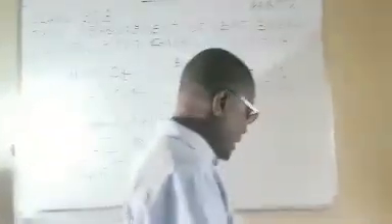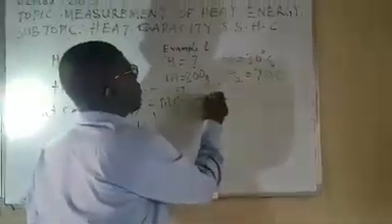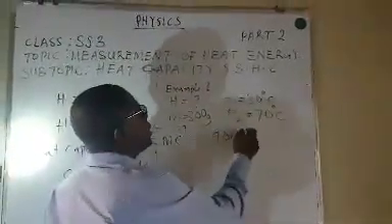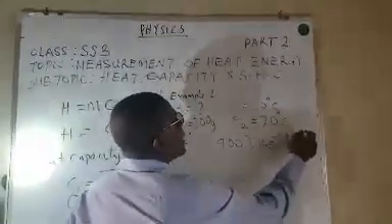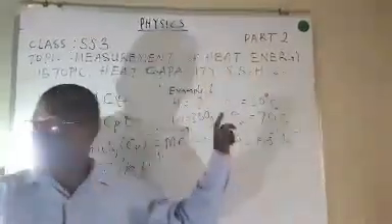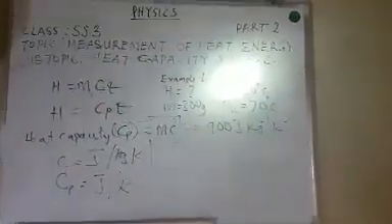Then we are given that the specific heat capacity of aluminum, that is small letter c, equals 900 joule per kilogram per Kelvin. So these are the data given in the question, and we have to calculate the heat energy required to raise the temperature by a particular value.